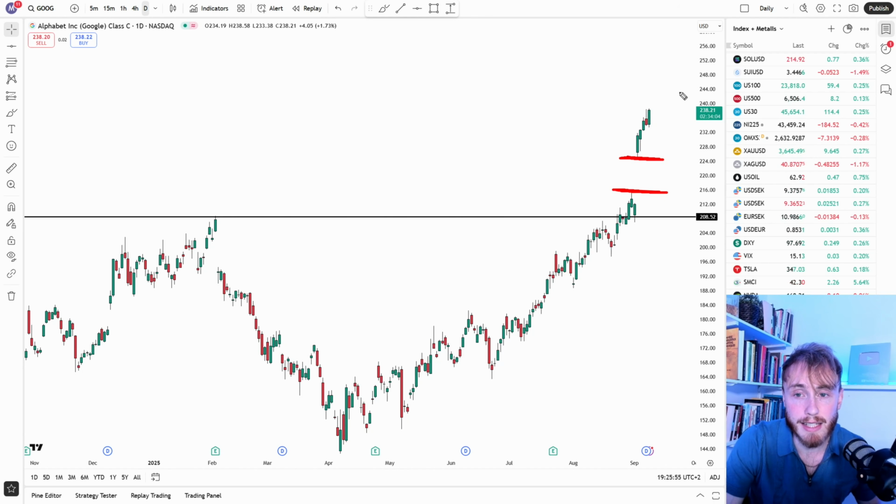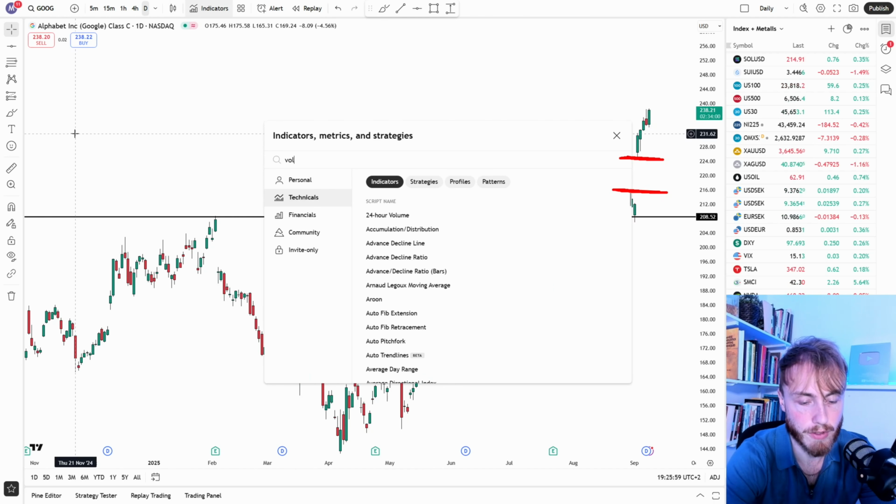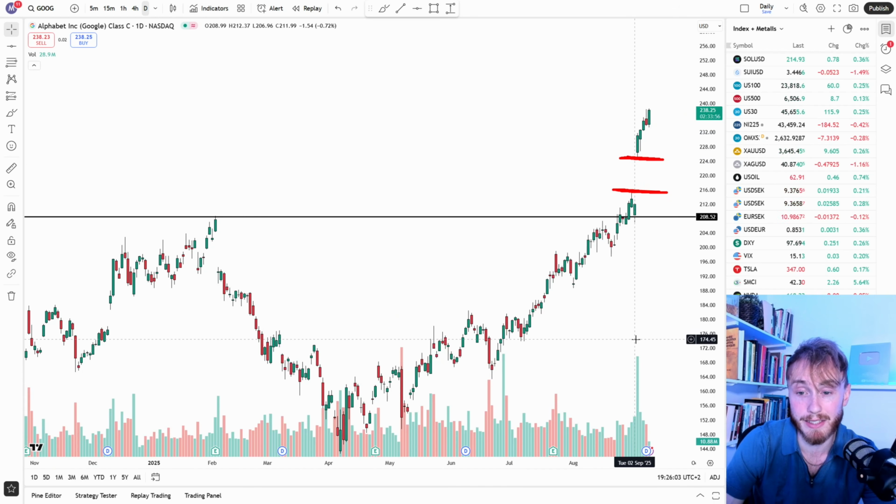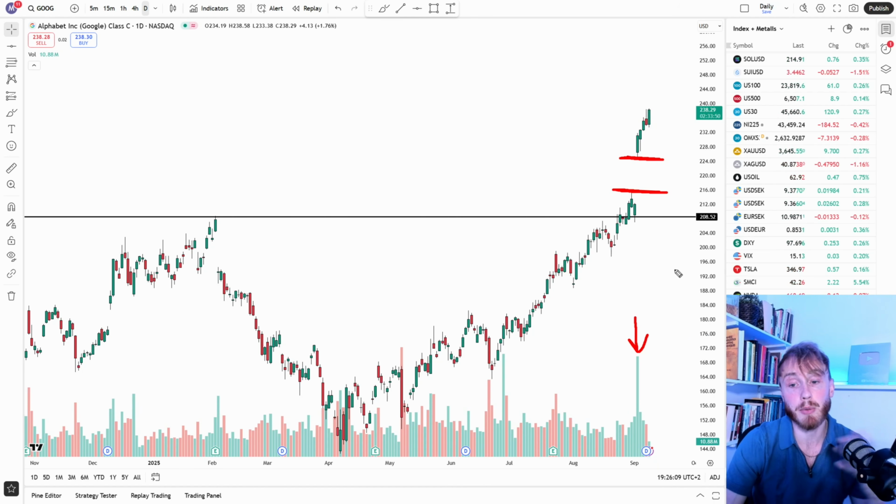And since this was such a big gap, we can also see if we had lots of volume here. Let's just open up the simple volume indicator. If you look at the volume right here, you can see insane amounts of volume, right? So this is an indication that we have a real breakaway gap. And since that gap, Google has just been continuing to push higher.